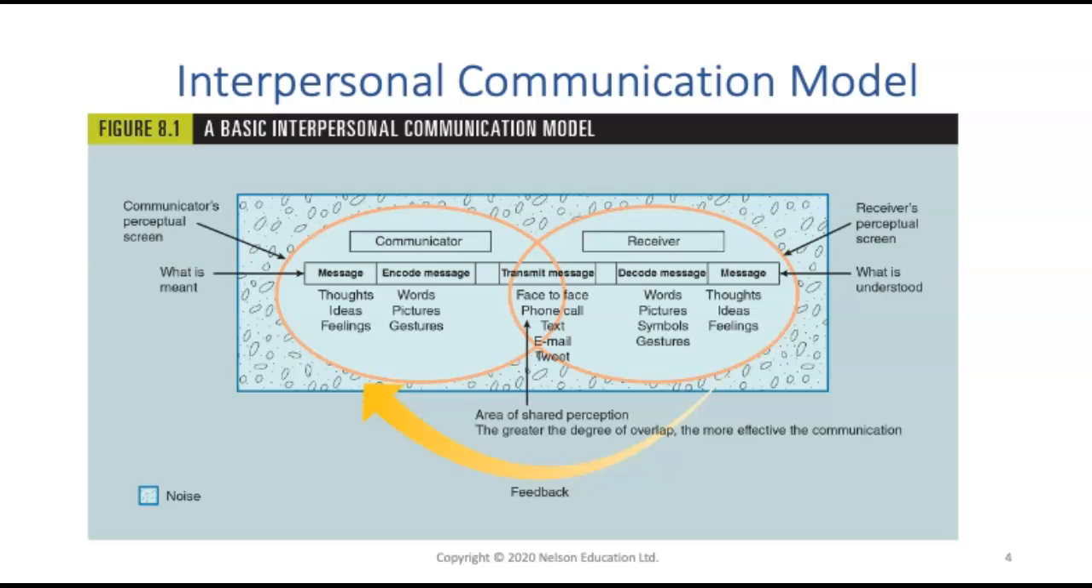And so, the greater degree of overlap in these two circles, the better the person understands. The closer the original communicator's thoughts, ideas, and feelings are to the interpretation of that information by the receiver, the better. And sometimes the receiver gives feedback.